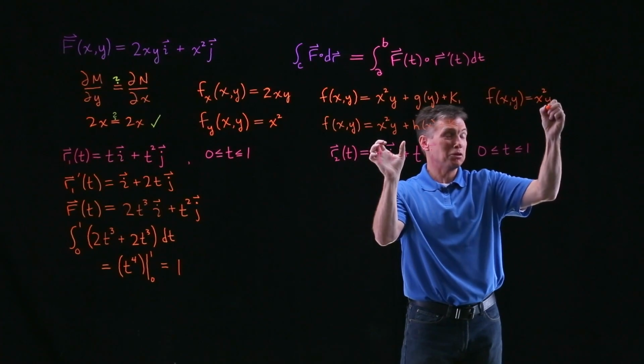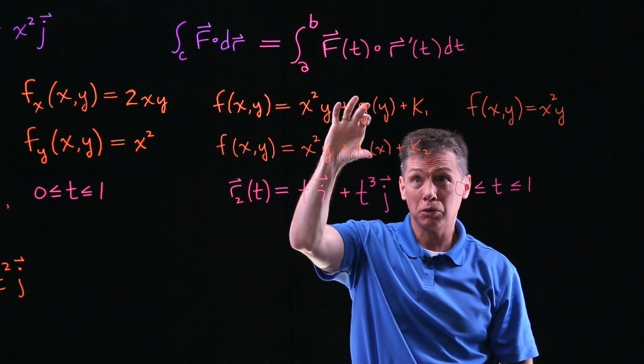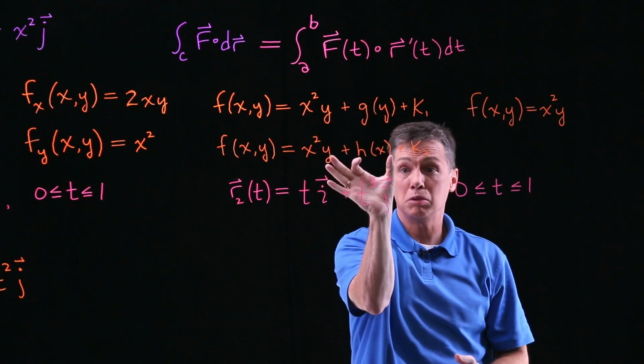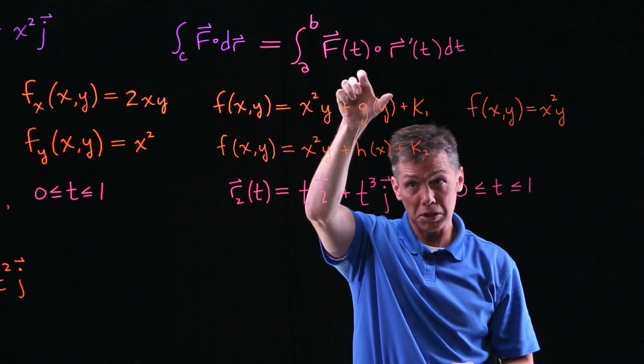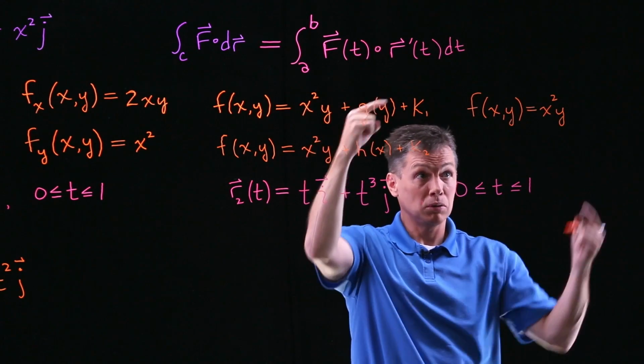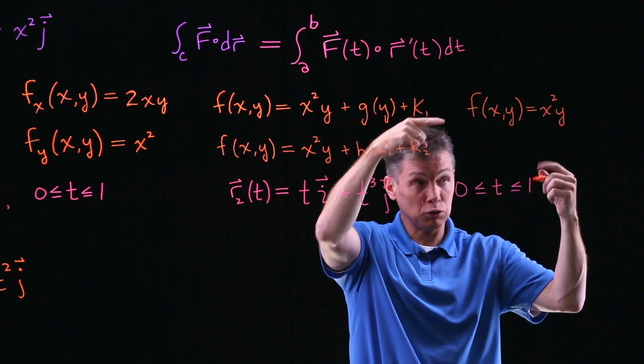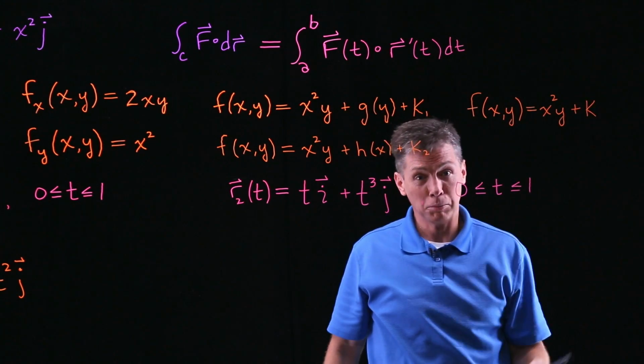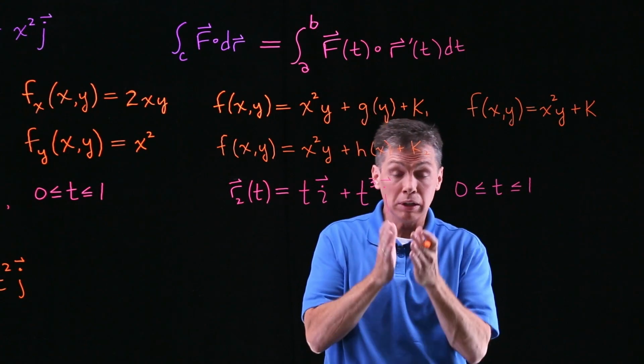I think I left you hanging with a but. The but is I don't know if those g of y or h of x's are in there. They're not, because if there was an h of x, it would have shown up there. If there was a g of y, it would have shown up there. So that's my f of xy. And there is a constant, maybe. I don't even care about that, as you'll see.